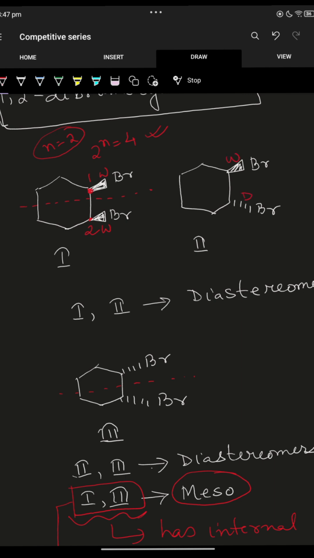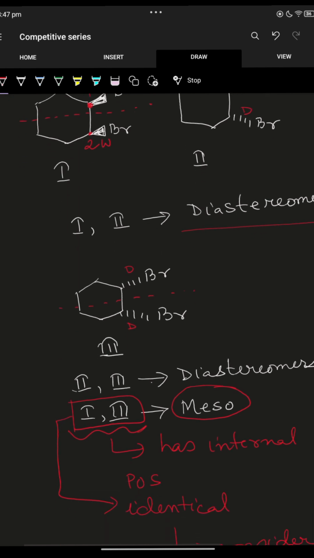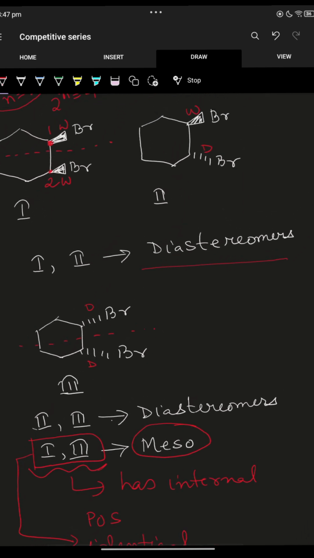This is compound 1. What is the relation between 1 and 2? There is one change, so it is a diastereomer. Now try to draw the third compound where I am changing both. I have made it dash in both cases. So two changes. What is the relation between 1 and 3, and between 2 and 3? Let's first see 2 and 3. In 2 and 3, there is one change. This is the change. So 2 and 3 are diastereomers.